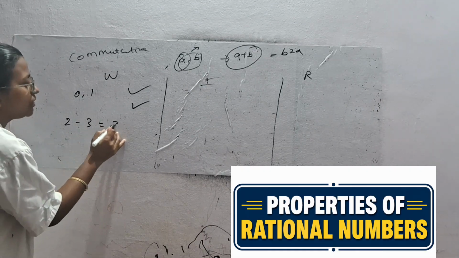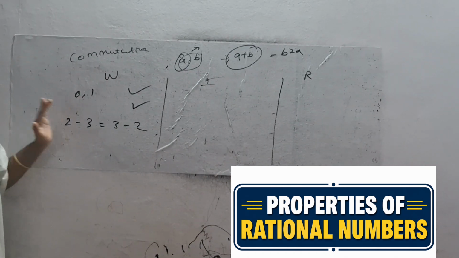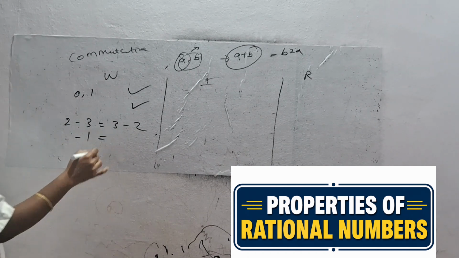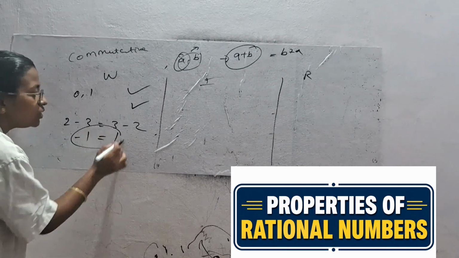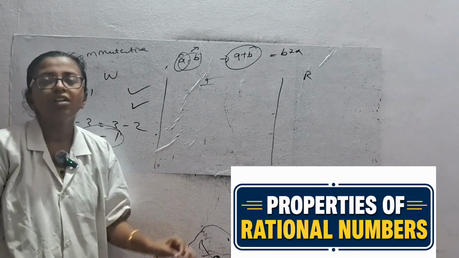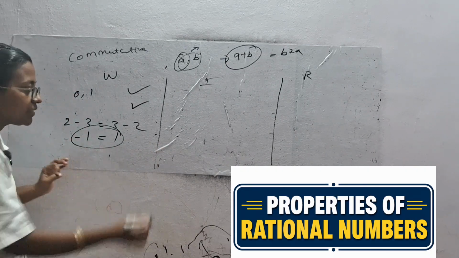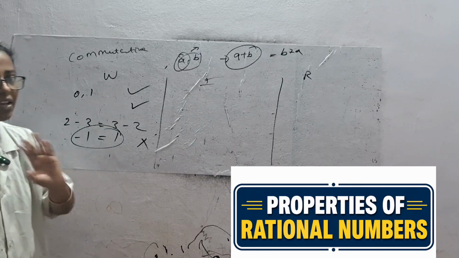If I subtract 2 minus 3 and 3 minus 2, the value of 2 minus 3 is minus 1, and the value of 3 minus 2 is 1. So these two numbers are not equal. So we can say subtraction does not satisfy. Division is never possible.